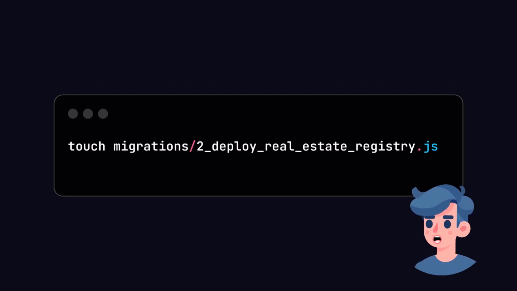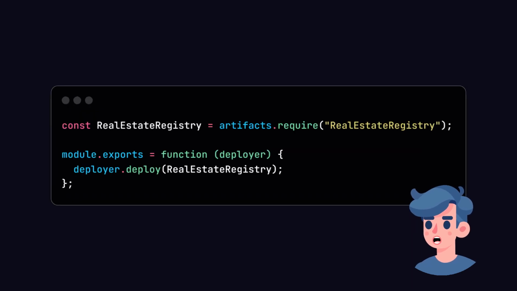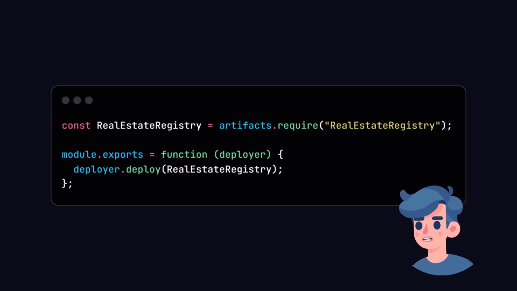Now that we've defined our smart contract, it's time to migrate it to our local blockchain. First, we need to create a migration script. In 2_deploy_real_estate_registry.js, we will write the migration code to deploy our contract. The code should look like this.